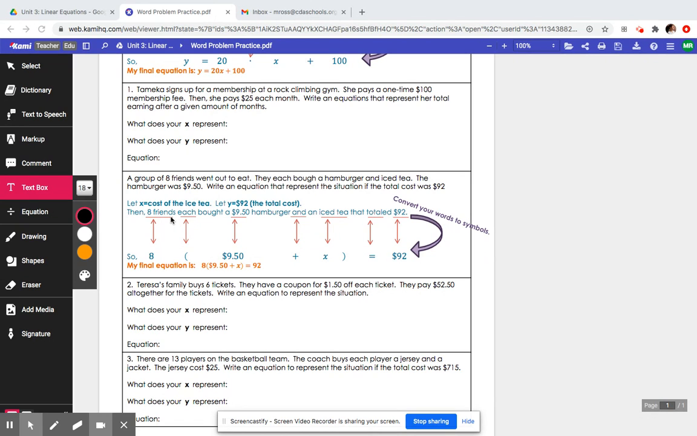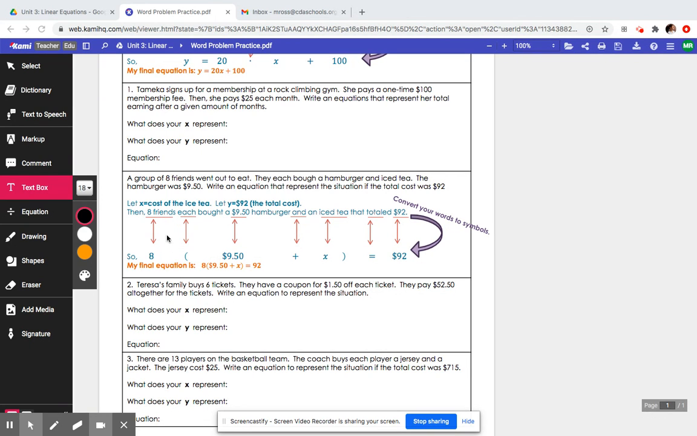In this situation, we can say that x equals the cost of the iced tea, because we don't know how much the iced tea costs, but we do know how much the hamburger costs, right? And we know that y is 92, because that's the total cost that we are looking at. So y equals mx plus b.